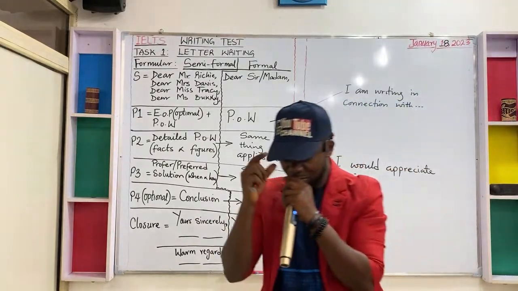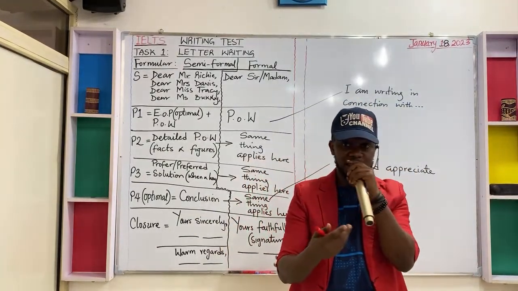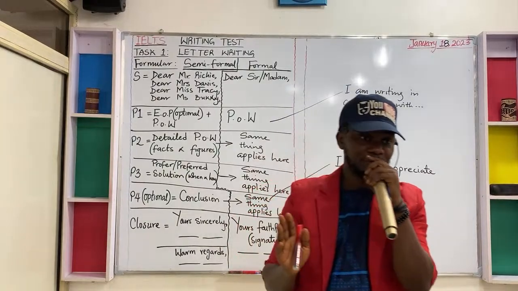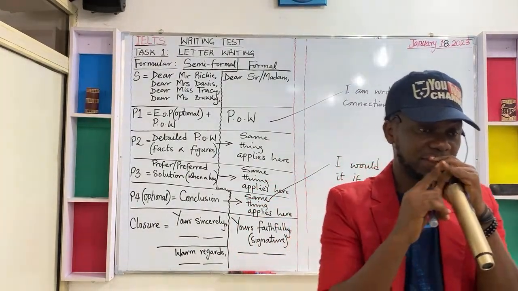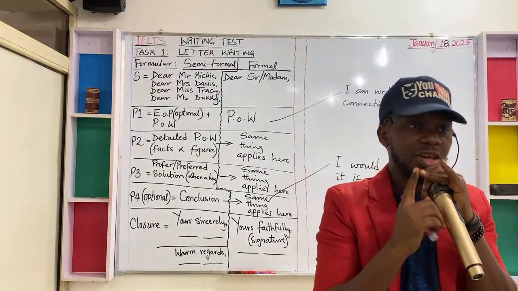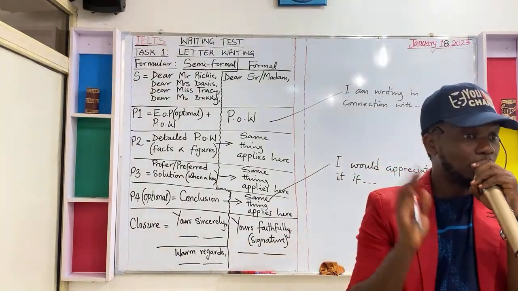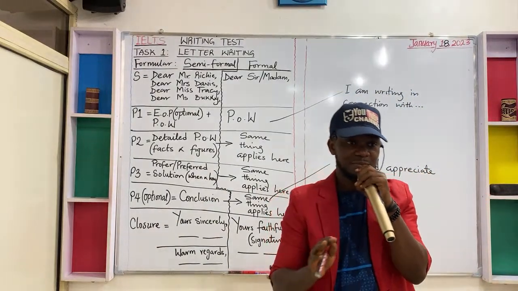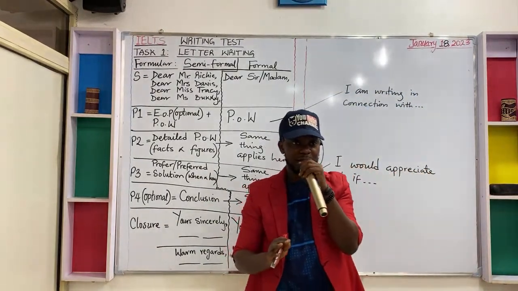Why is it a semi-formal letter? You already have that existing relationship. You know the person by the first name, you know the person's marital status. You have established a level of relationship. That's for Nigeria. For Nigeria?